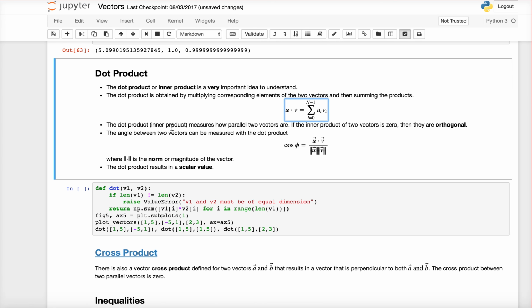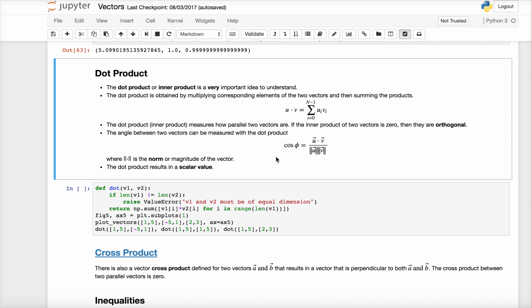So the dot product, or inner product, measures how parallel two vectors are. So if the inner product of the two vectors is 0, then they are orthogonal. They're pointing at a 90-degree angle to each other. And we can use this concept of the dot product to actually measure the angle between two vectors. And if we step through the geometry, we can get that the cosine of phi, being the angle between u and v, is equal to the dot product of u and v divided by the norms of u and v.